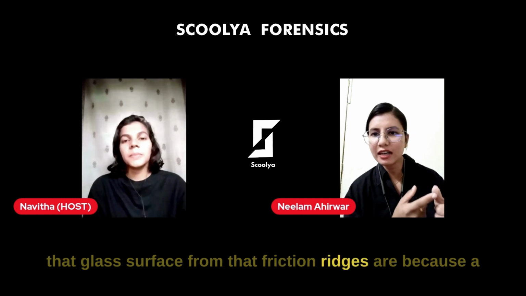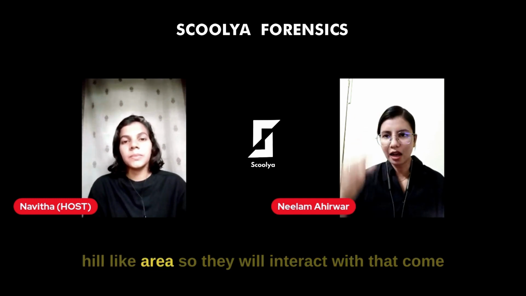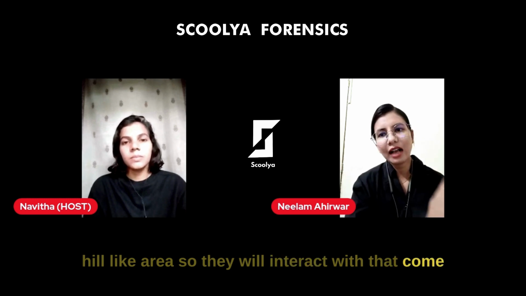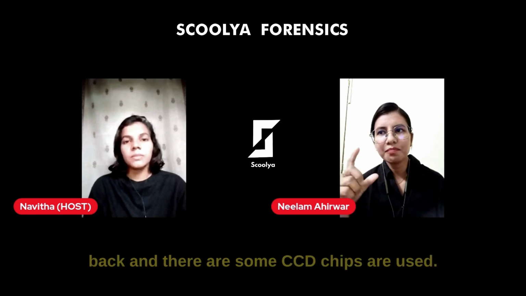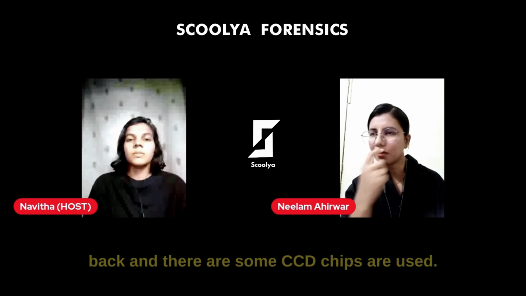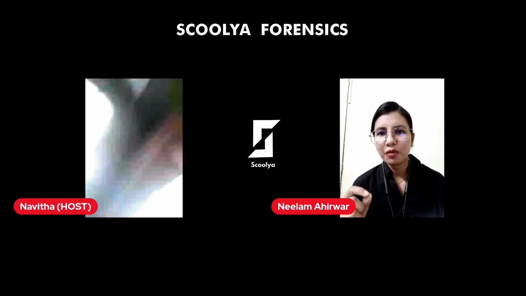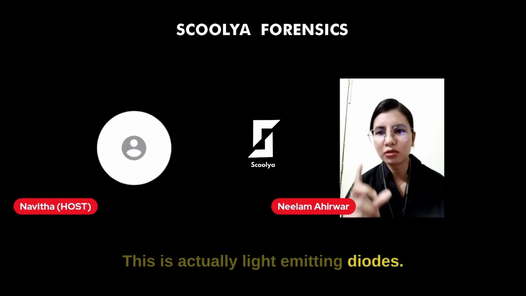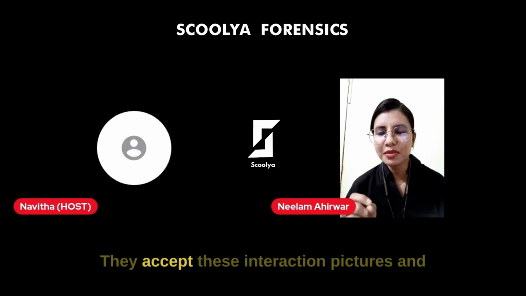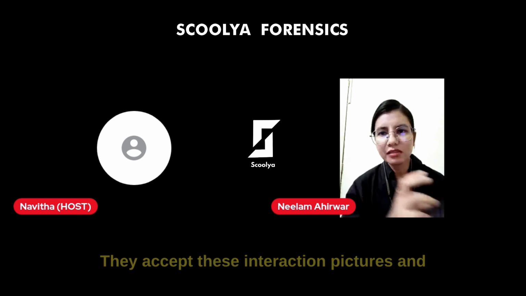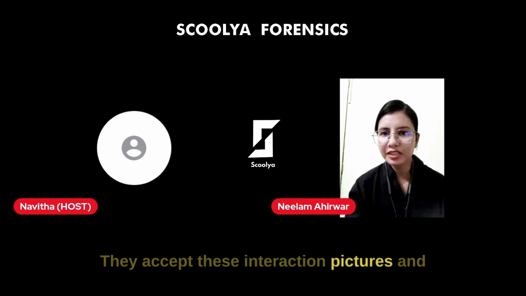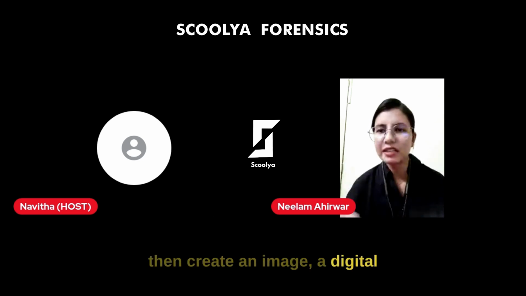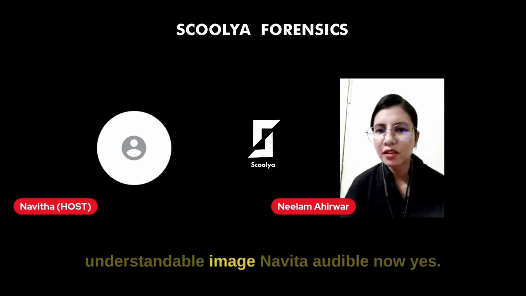The friction ridges are hill-like areas, so they interact with the light and it comes back, and some CCD chips are used, which are like light-sensitive diodes. They accept this interaction with the friction ridges and then create a digitally understandable image.